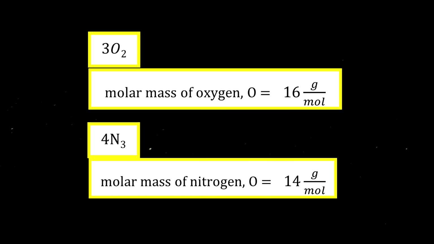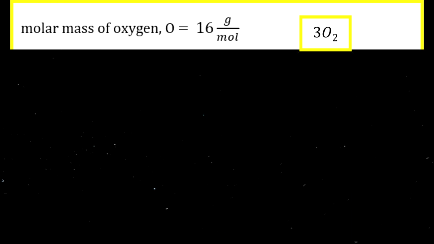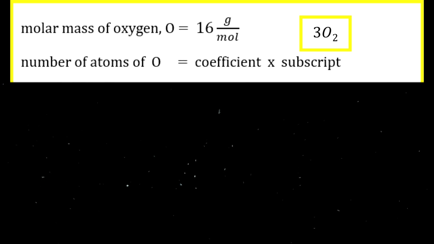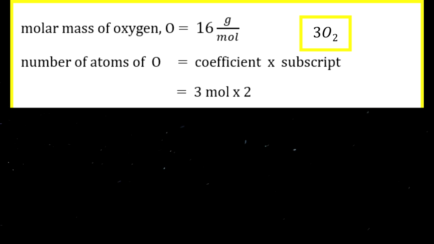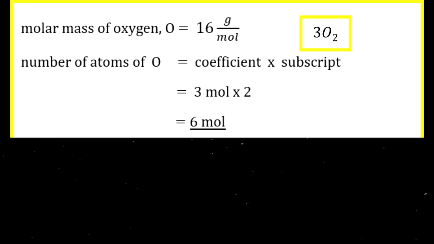So let's continue. We answer the first question or the first given. We have here 3 molecules of oxygen gas. The molar mass of oxygen is 16 grams per mole. So what we are going to do is to multiply the coefficient with its subscript. 3 times 2, we get 6 mole of oxygen, or the number of atoms of oxygen is 6 mole.